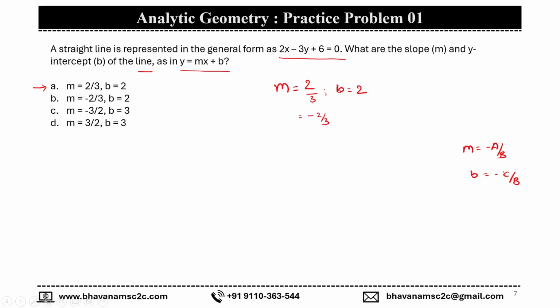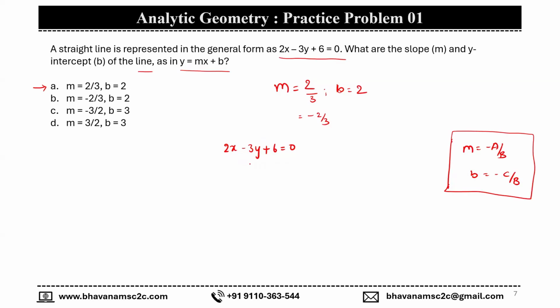If you do not remember this value, then 100% fine. Forget about this particular conversion of m and b. All you need to consider is to try to change the general form of the given equation into the standard form. So what is the standard form? y equal to mx plus b. Now what we got to do is convert this general form into standard form.